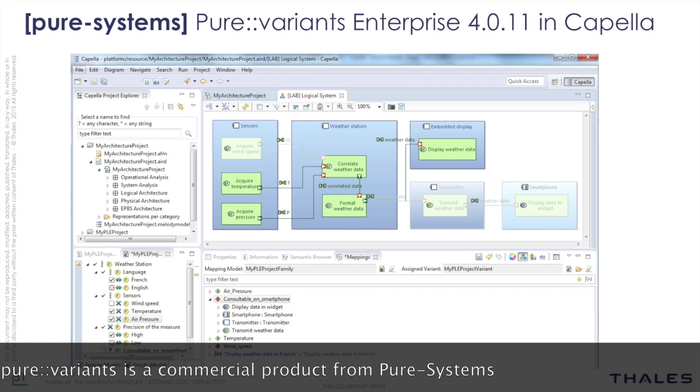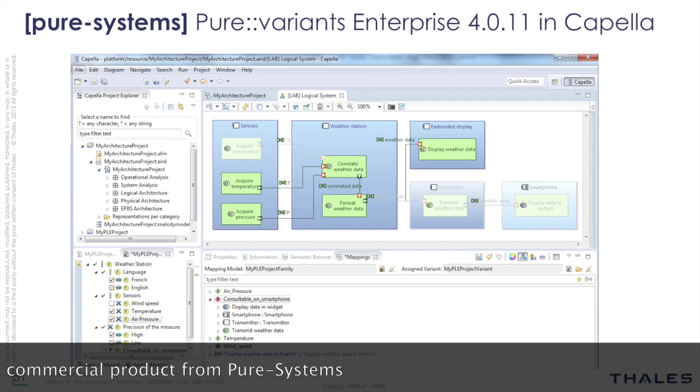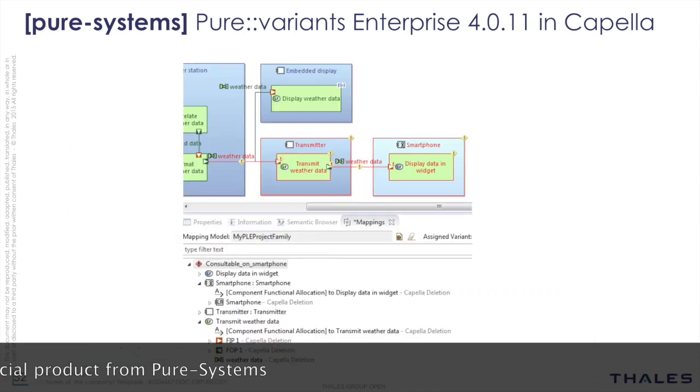And what we are previewing in this diagram is what this diagram looks like for this given configuration. So we're able to create variation points in the architecture. And for one given variation point, like consultable on smartphone, we can preview which are the elements that are related to this variation point or to this option. And these are the elements that are written in red with red borders as well.